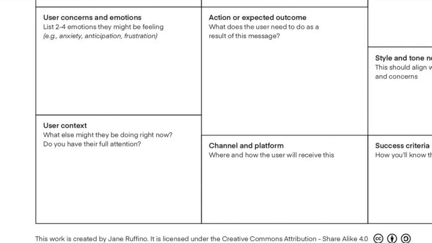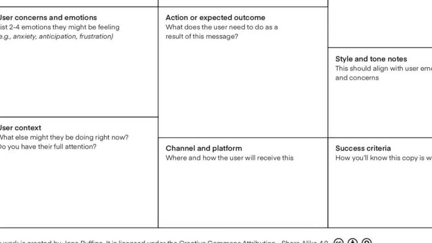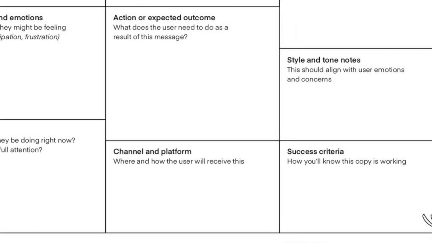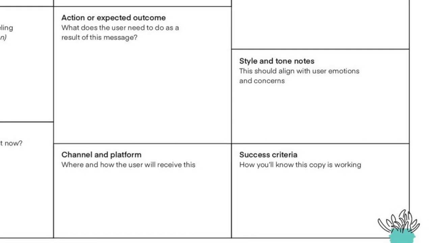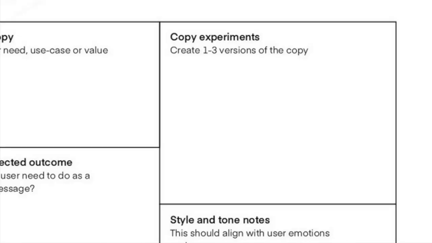What is the action that I expect the users to take based on the microcopy? What should be my style and tone of the words that I choose? What is the success criteria? And my favorite part of the canvas was the copy experiments.